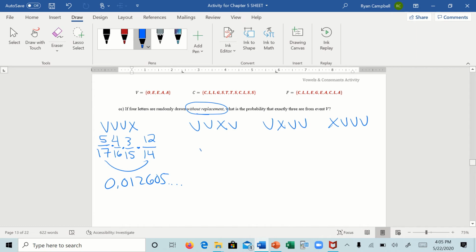We saw that these will be the exact same, right? So we can just multiply this by 4 because there are 4 different outcomes for this to occur. And we end up with 0.050.